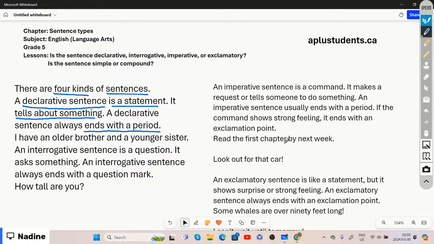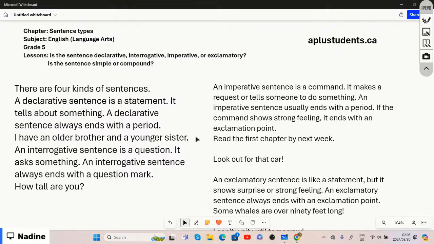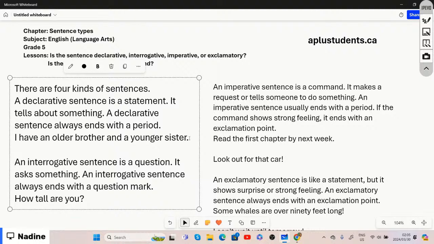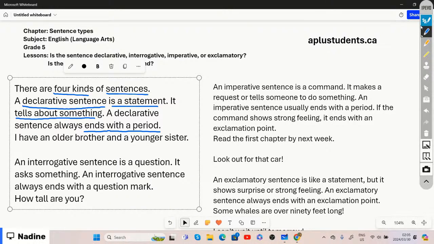An example of a declarative sentence is: I have an older brother and a younger sister. If somebody were to tell you that, it's a statement they're making, so you don't even have to respond. You can just say, okay, right? Because it's basically just something that someone is telling you. It tells about something, and that is a statement.